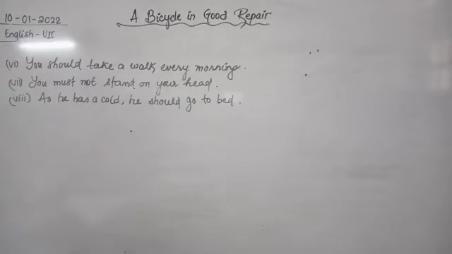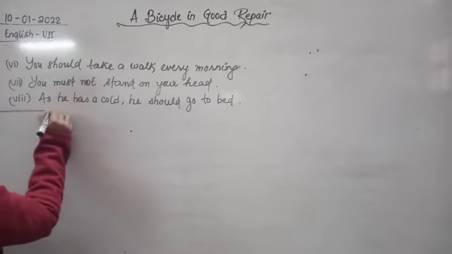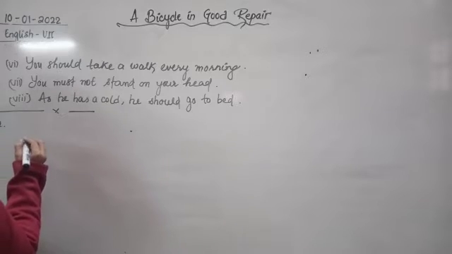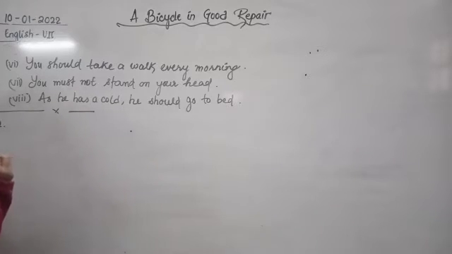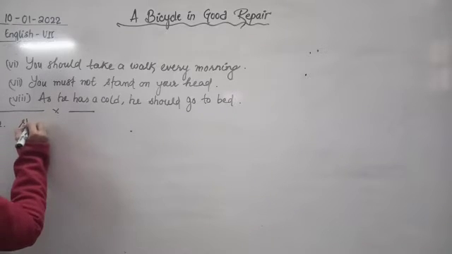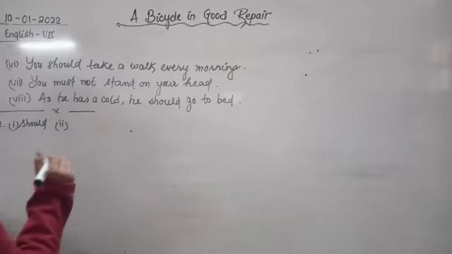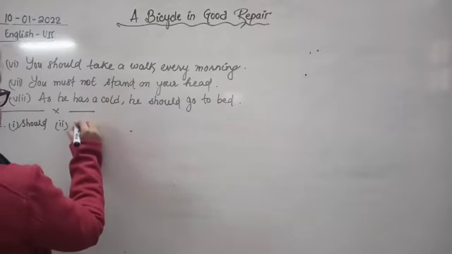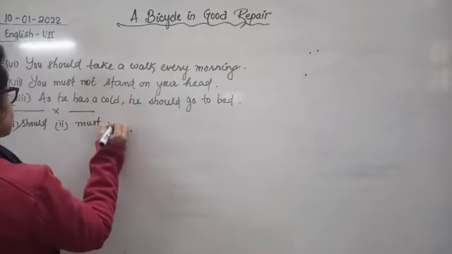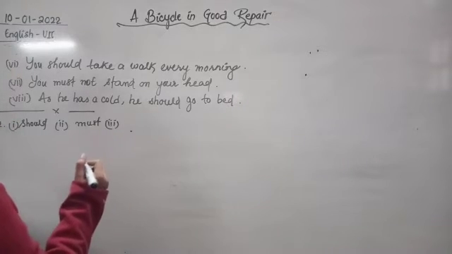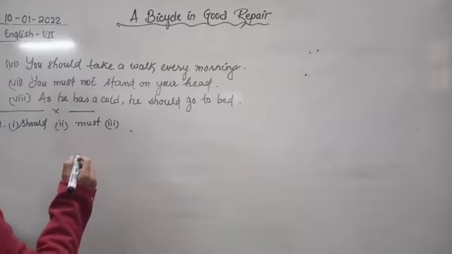Okay children, so we are done with this one. Now moving ahead. Use should, must, ought to appropriately in the following sentences. Number 1. People who live in glass houses should not throw stones. Number 2. You must wipe your feet before coming into the house, especially during the rains. You must do what the teacher tells you.